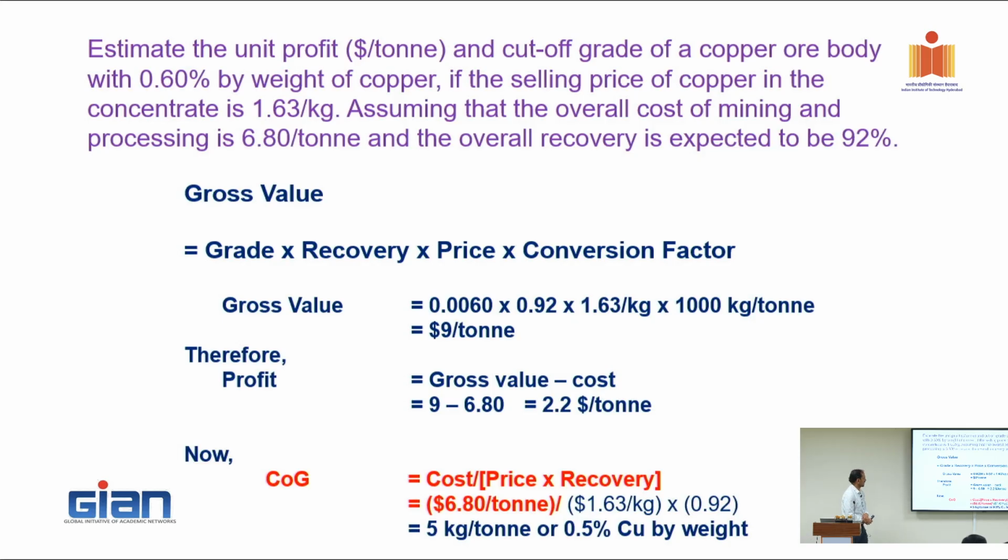That's a simple mathematical formulation. So gross value, how you calculate: grade times recovery, which is your 92%. Grade is what? 0.6%. That means 0.006, right? Times you got some conversion factor. So that will give you gross value of the concentrate per ton of about $9. That's how you calculate.